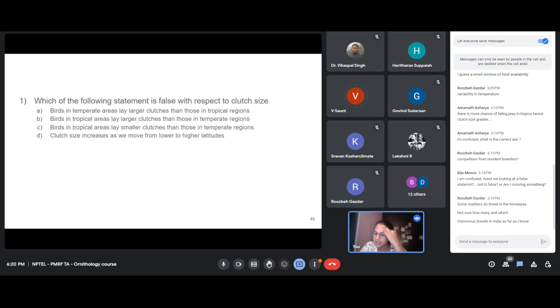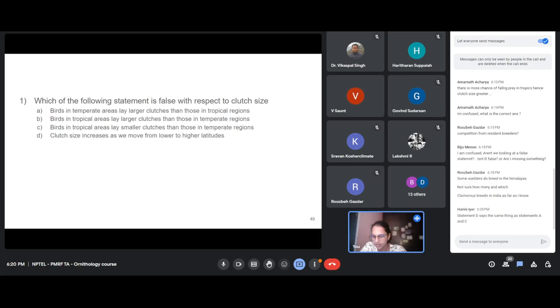So clamorous reed, as per the Wikipedia page, it breeds not in India. The non-breeding is in India. So yeah, okay, so they're also migratory. Yes. Okay. Thank you.